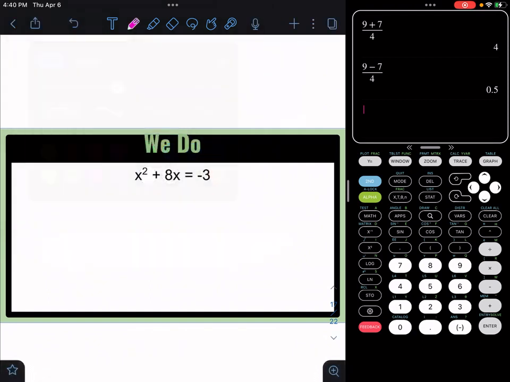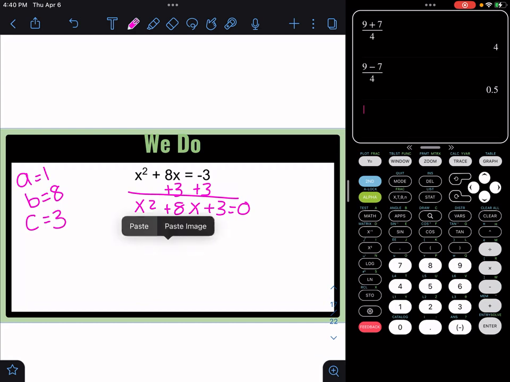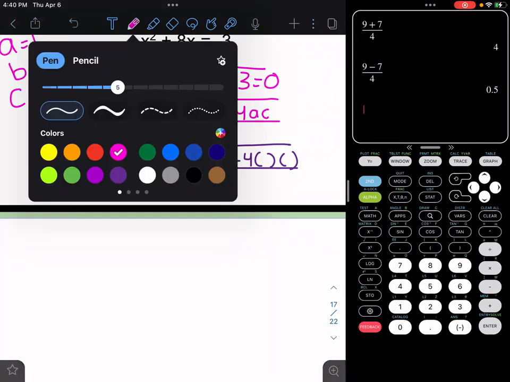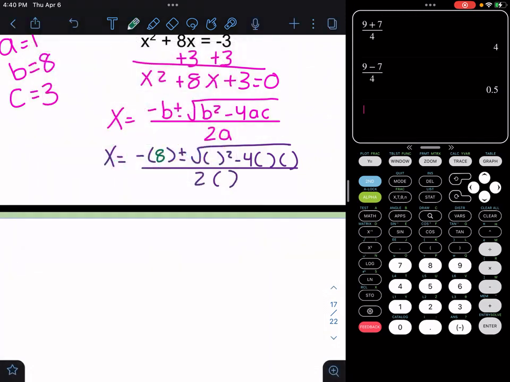Let's first get this equal to 0, so I'm going to add 3 to both sides. So I have x squared plus 8x plus 3 equals 0. So I get A is equal to 1, B is equal to 8, and C is equal to 3. So now this is my formula, and let's plug in what I know. X is equal to negative B, B is 8, plus or minus square root of B squared, 8 squared, minus 4, A is 1, and C is 3, all over 2A, which is 1.